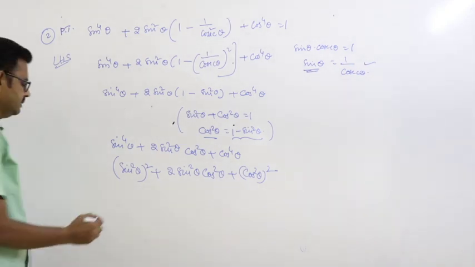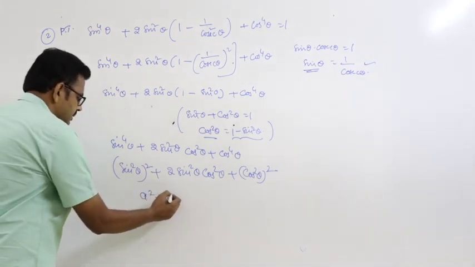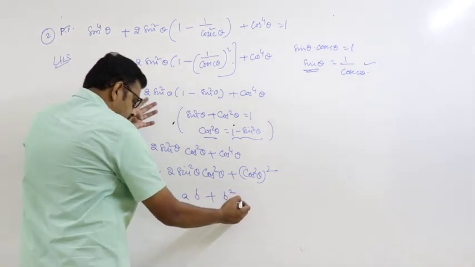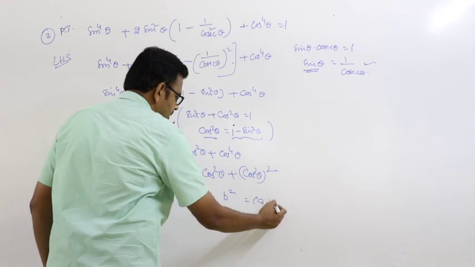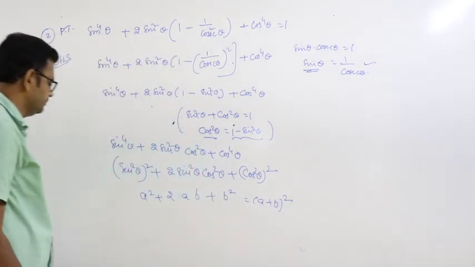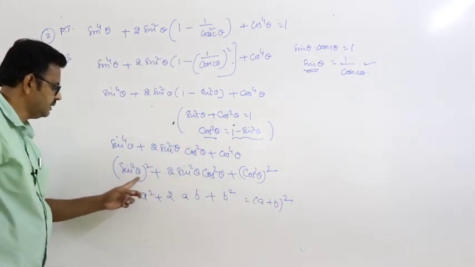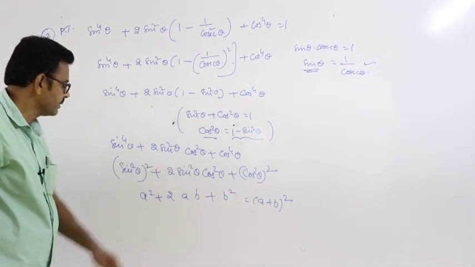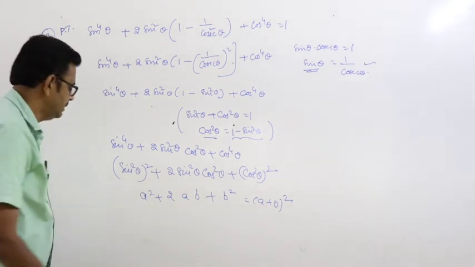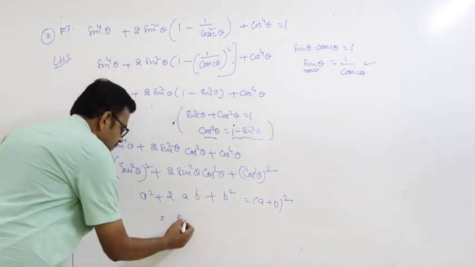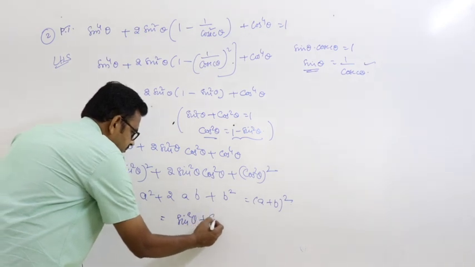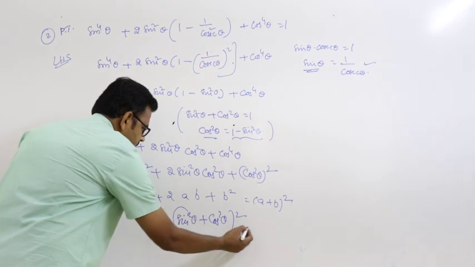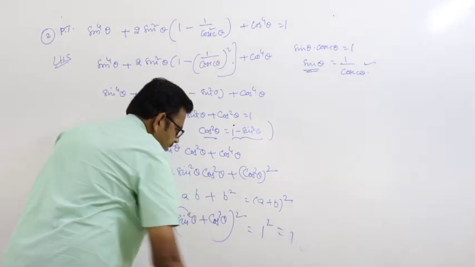So this is just like a square plus 2ab plus b square is equal to a plus b whole square. So this is a square, 2ab, plus b square, that is a plus b whole square, where a is sin square theta and b is cos square theta, so sin square theta plus cos square theta whole square. So the value is 1, 1 square is 1.